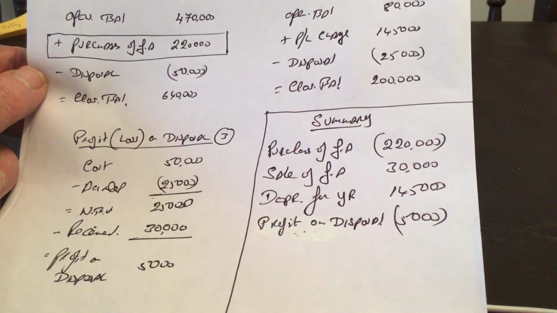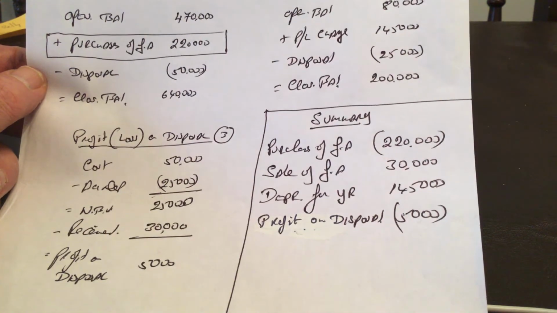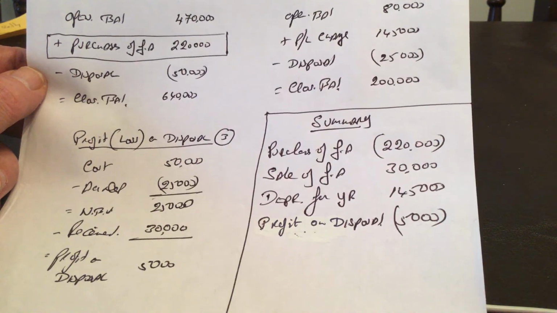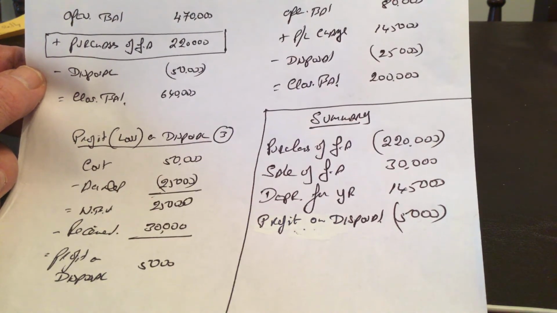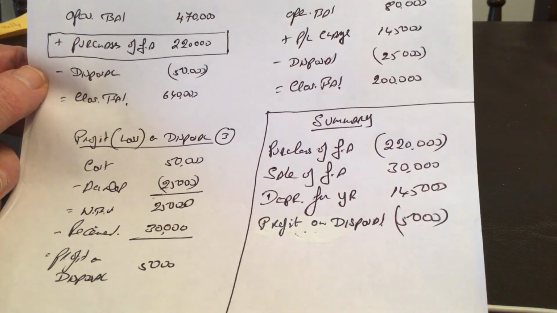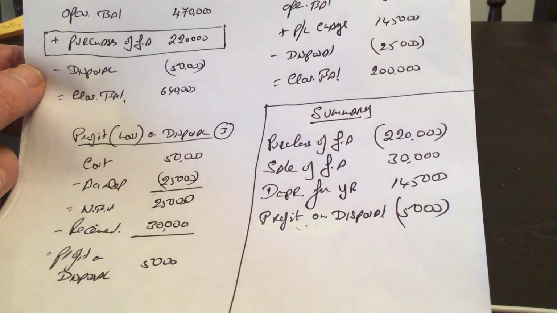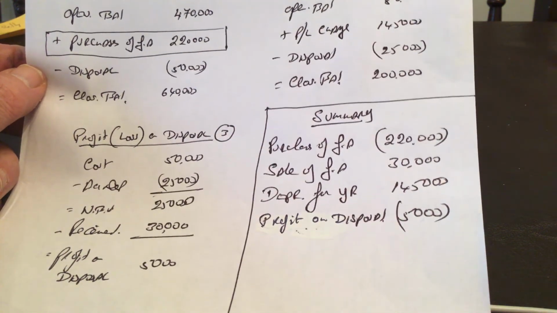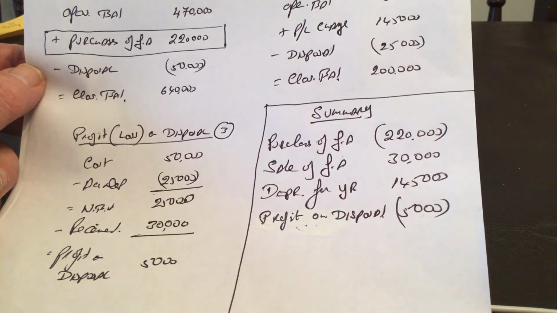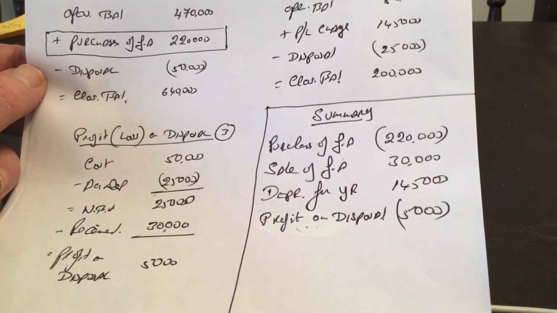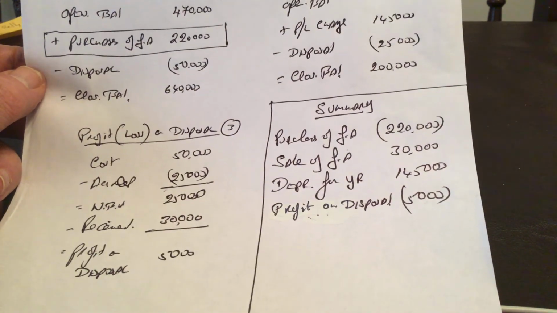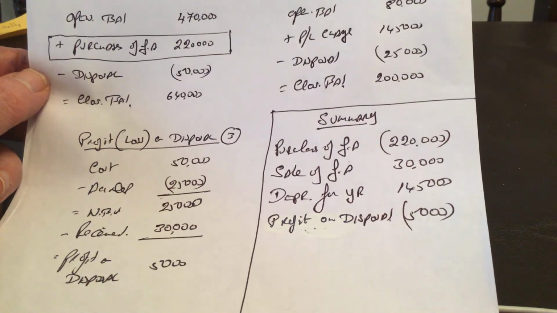Depreciation for the year of 145,000 is a non-cash cost, so we add it back on to our operating profit. And profit on disposal is minus 5,000. It's a non-cash gain, so we take it off of our operating profit when we eventually want to find the net cash in and net cash out.